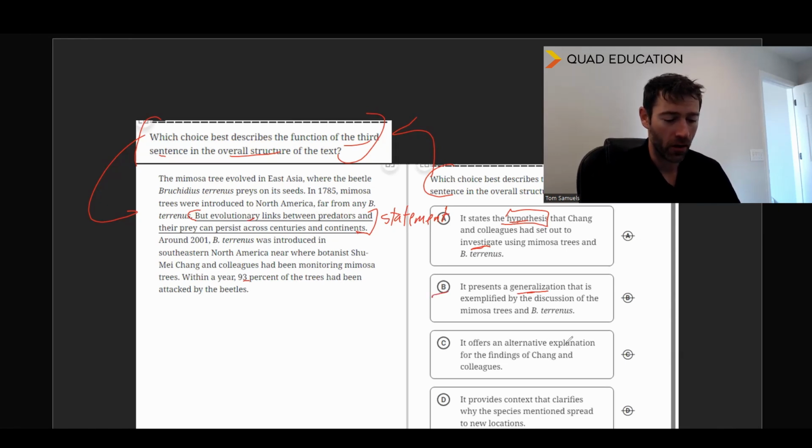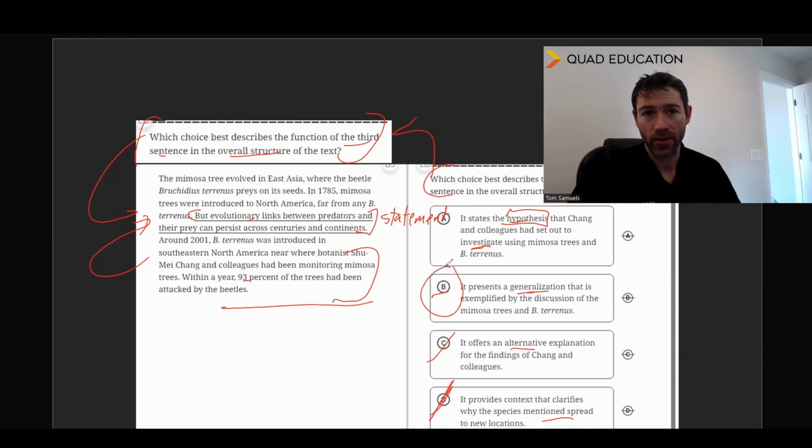It offers an alternative explanation to the findings of Chang and colleagues. It's not an alternative. This is that finding. This instance, this illustration is what they say here. So I'm going to say no to that. It provides context that clarifies why species mentioned spread to new locations. We know why they spread. We brought them over there on probably boats. So I'm going to say no to that one, leaving us with B as the best answer. And hopefully that's a pretty good illustration of how to do this problem, because it's always basically going to look like this.